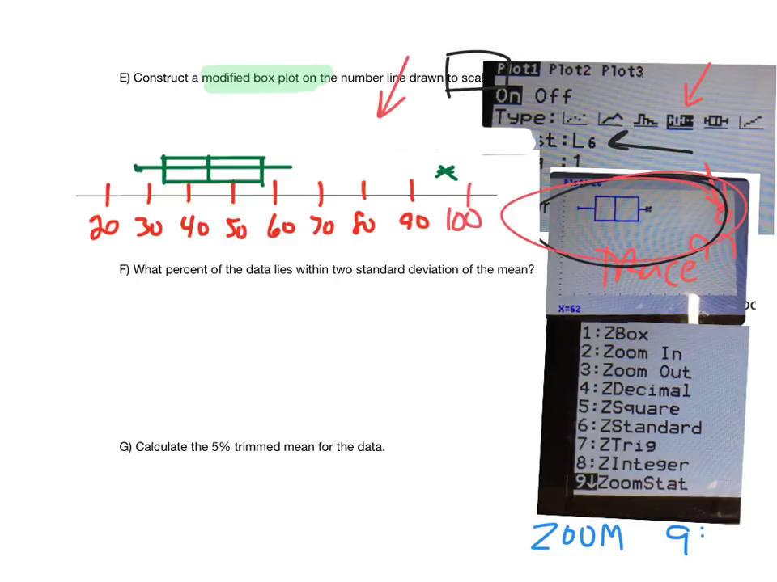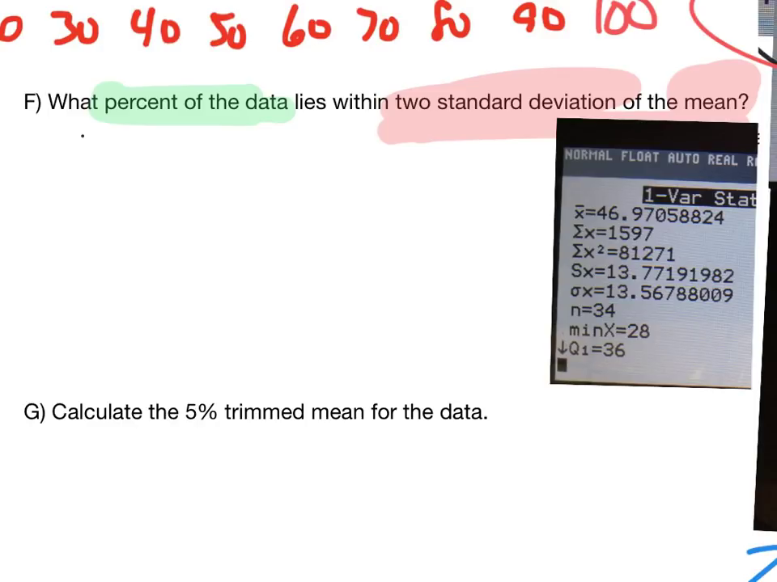The next part of the problem has you identifying the percent of the data that lies within 2 standard deviations of the mean. So we're going to have to go back to our 1-var stat test and get the mean and the standard deviation. Here our mean, our x bar, if we go to the nearest tenth, this 7 kicks that 9 up to 0, makes the 6 go to 7. So here our mean is 47.0.